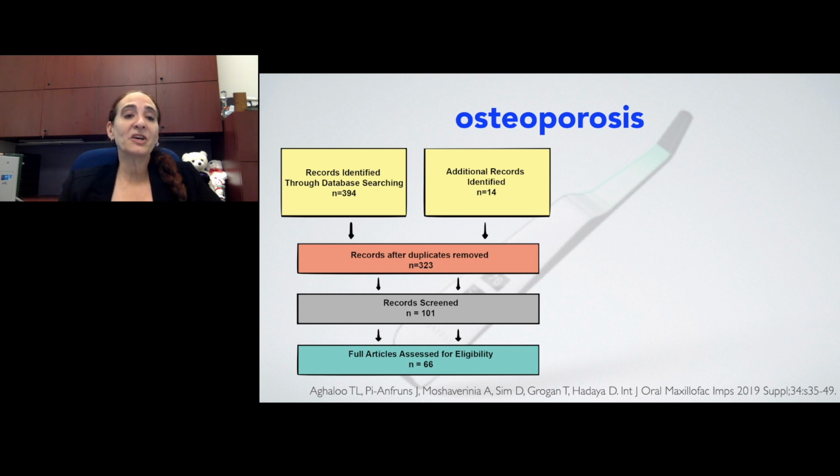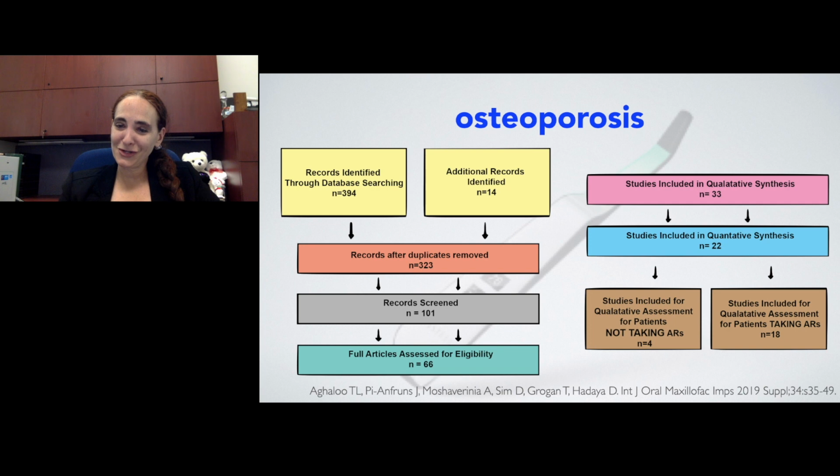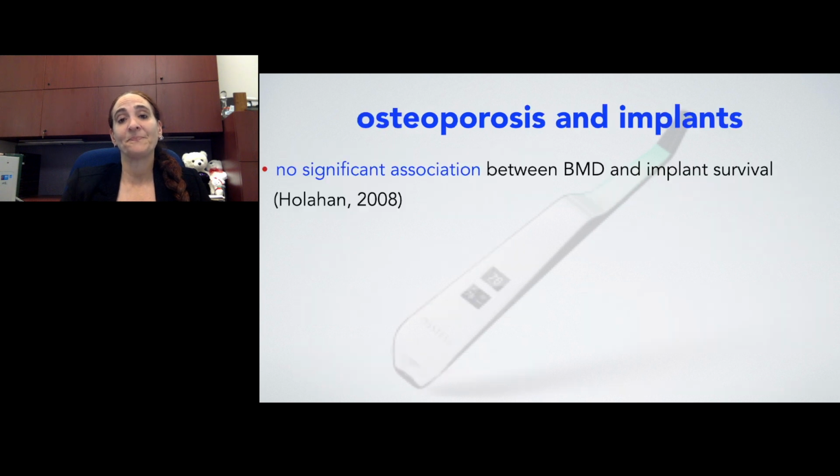And you could see we looked at quite a lot of literature and ended up with 22 studies, both in patients that were taking anti-resorptives and not taking them for osteoporosis. Now, I think the further along we get in looking at the literature, we're really going to find very few studies evaluating osteoporotic patients that are not on anti-resorptive medications, because most of them really are nowadays.